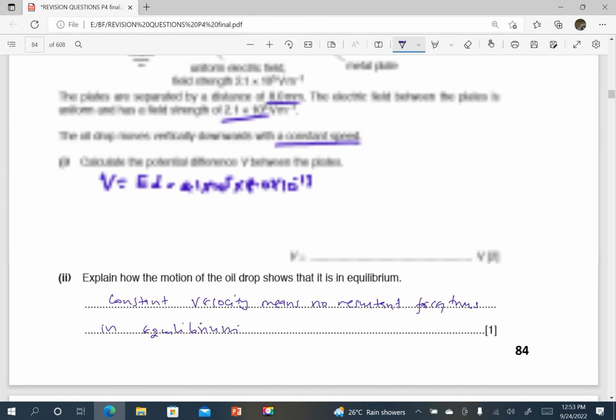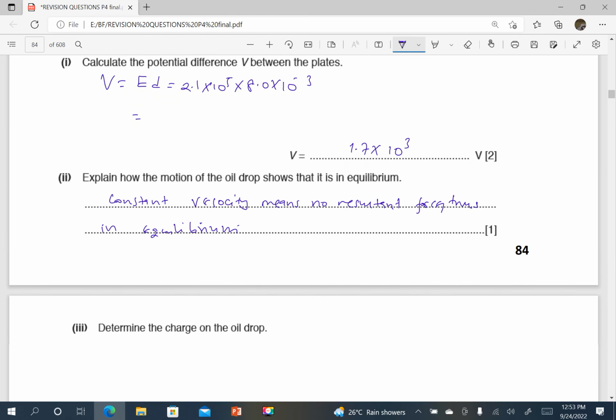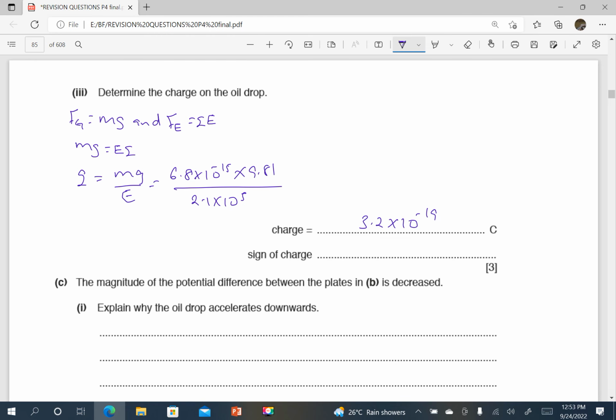How about the sign? Let's go back here. So the weight is downwards. The force due to the electric field is upwards. But note that the upper plate is positive. The only charge which can experience a force due to the electric field in the opposite direction to the field, or towards the positive plate, must be a negative charge. So the sign of this must be negative. So the sign here is negative.